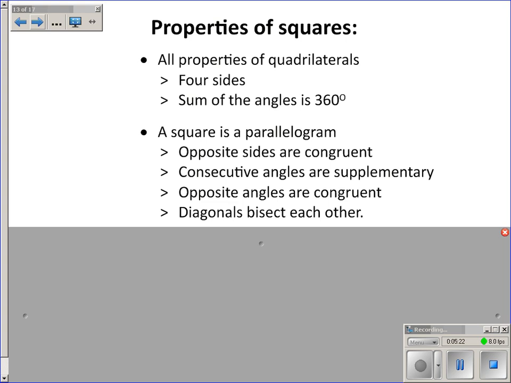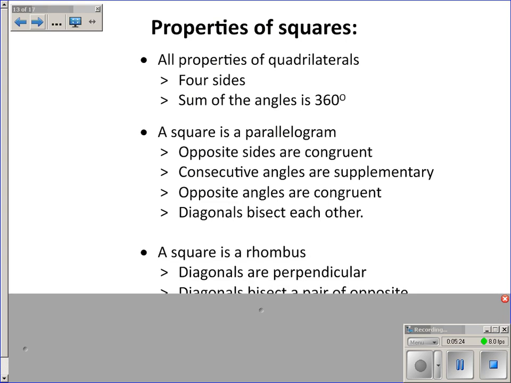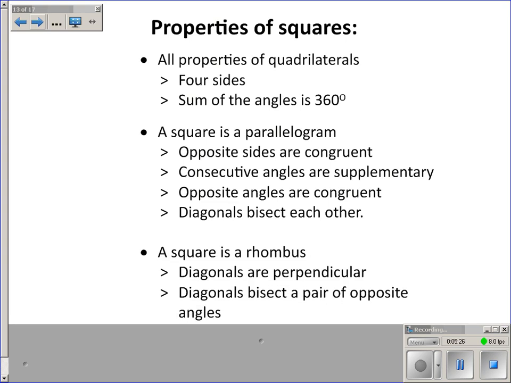Okay, and a square is also a rhombus. So the diagonals are perpendicular, and the diagonals bisect the pair of opposite angles.